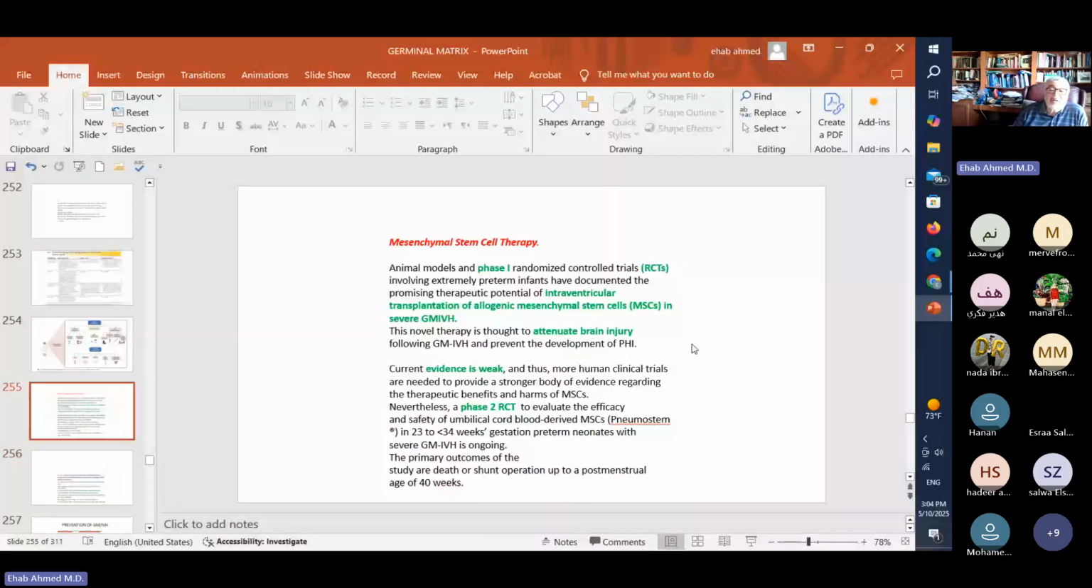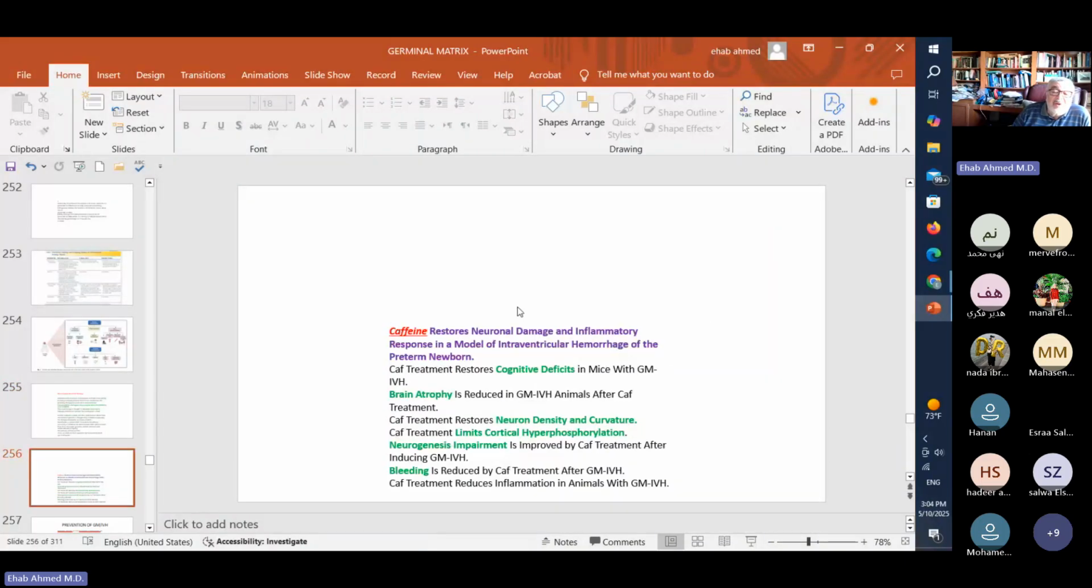So mesenchymal stem cell therapy is a very promising point of research, but it's still phase 1, which is animal experiment. But it could be a good treatment, and the aim is to regenerate the damaged neuronal cells and white matter cells. This is the idea now.